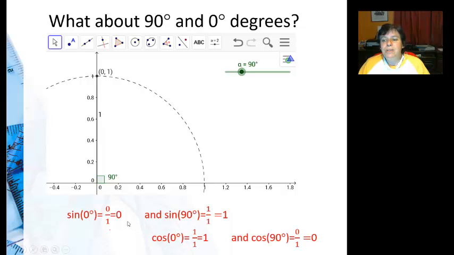So sine of 0 is 0, sine of 90 is 1, cosine of 0 is 1, and cosine of 90 is 0. These are not things you have to memorize. You can put them in your calculator. But later, when you study pre-cal, you're going to find out these are very important points. And this is also the reason we never use 90 degrees in our right triangles, because we're always going to get 0 or 1, and that's not going to be very helpful to us.